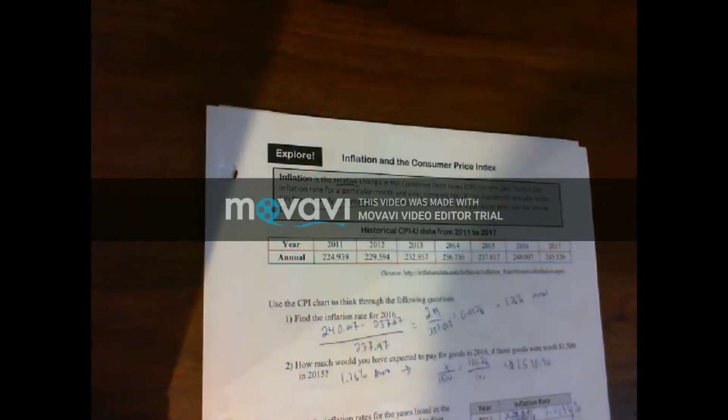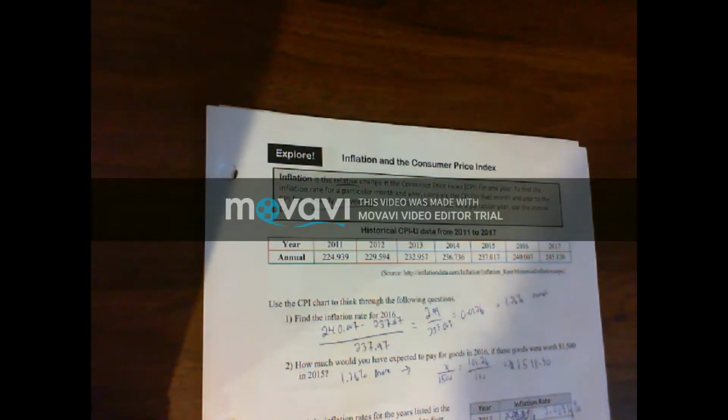So going on to page 77, we're going back to talk about the CPI and we're talking about inflation. So what is inflation? I'm sure you've all heard of the term before, but inflation is the relative change in the CPI for 1 year. To find the inflation rate for a particular month and year, we're going to look at the CPI for that month and year, and we're going to compare it to the CPI from exactly 1 year prior, to the month and year 1 year prior.